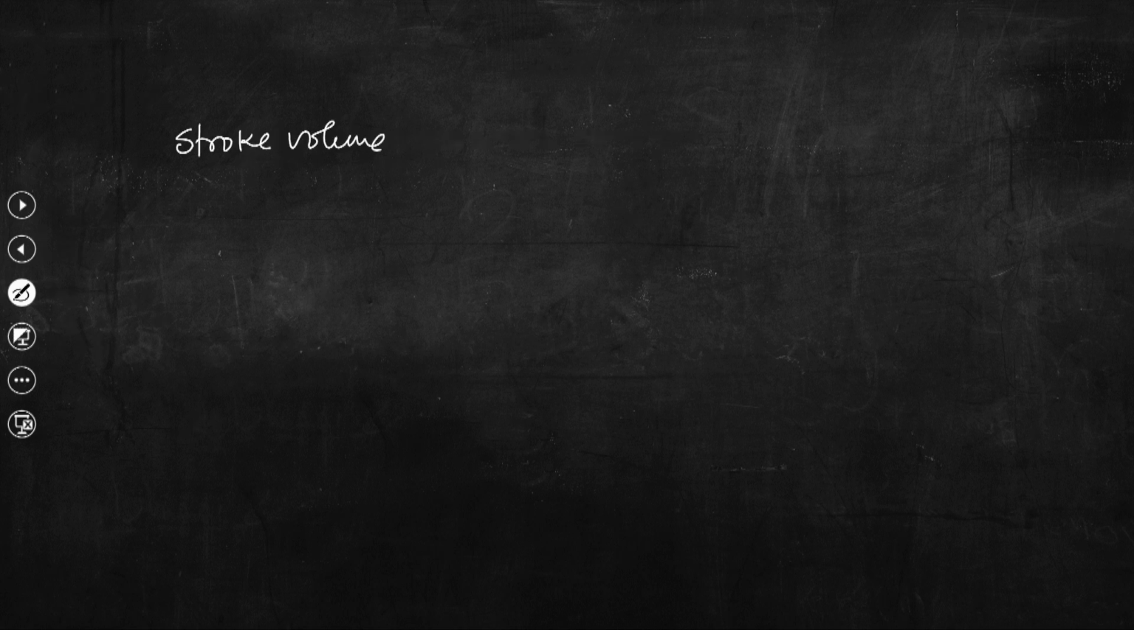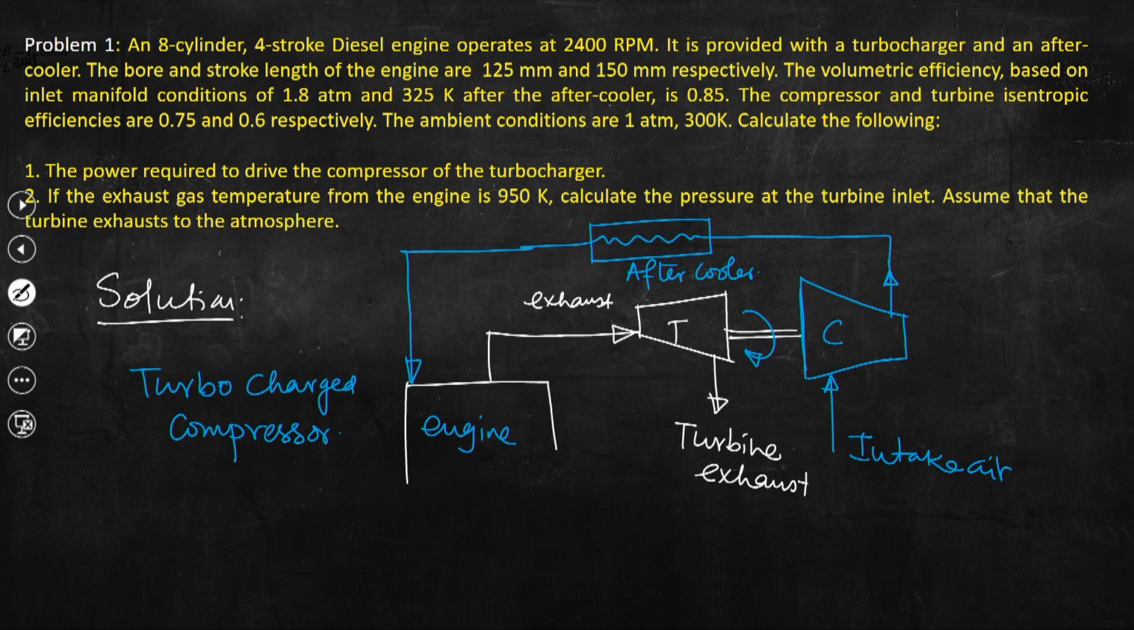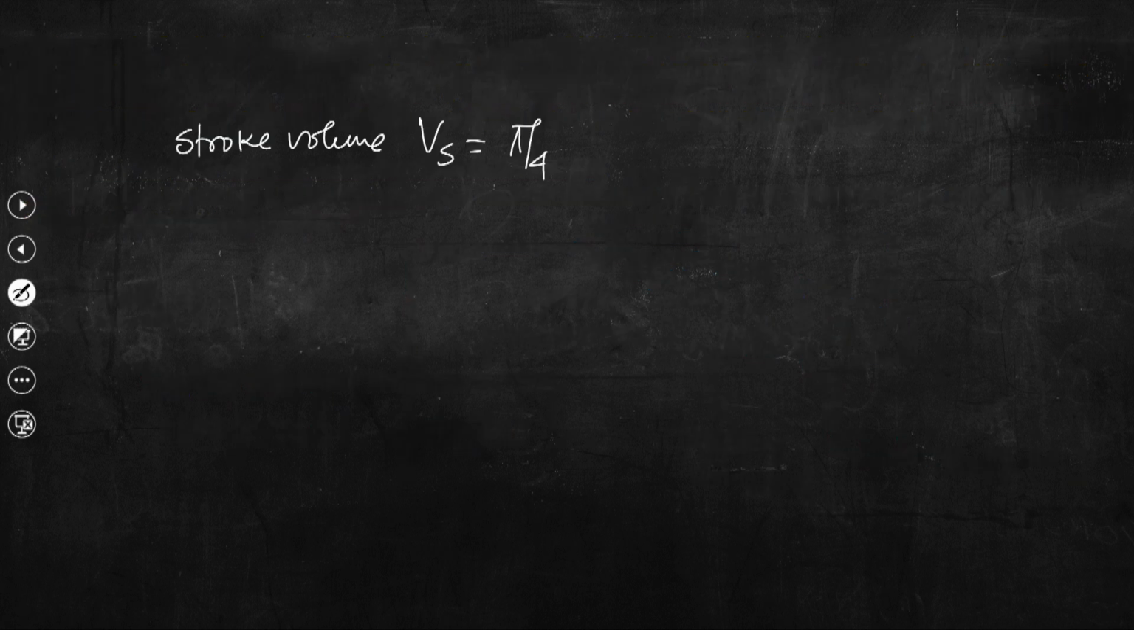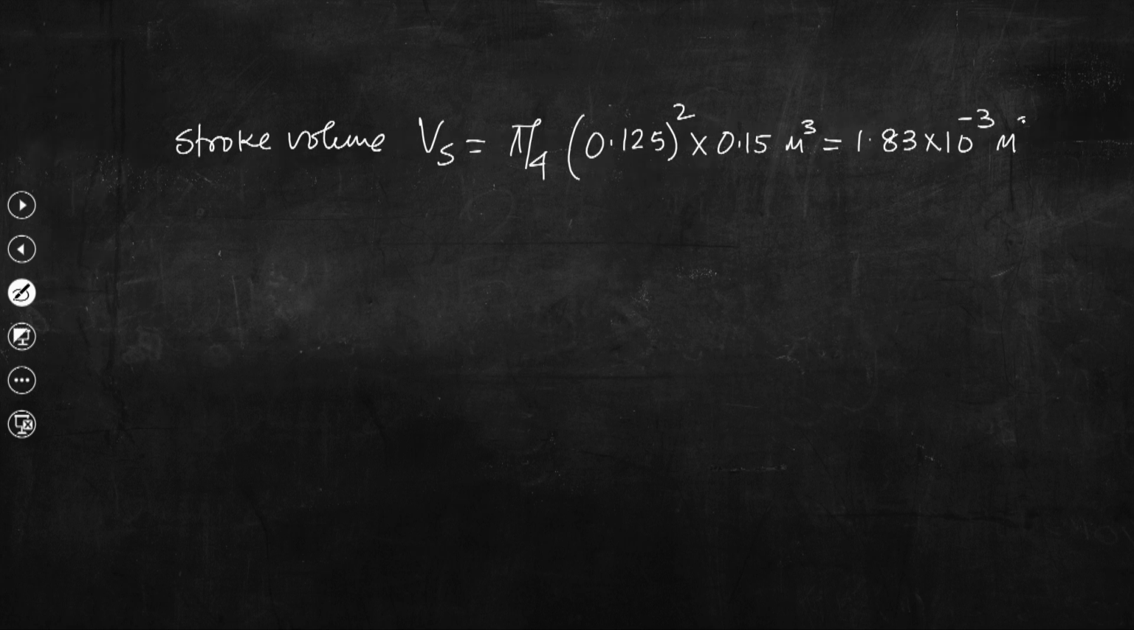So, if we go to solve the problem, what we need to first calculate is the stroke volume. Stroke volume Vs equals pi by 4 into bore diameter square into stroke length. It is given the bore and stroke length. So, bore diameter is 125 millimeter and length is 150 millimeter. If we use these values, that is 0.125 whole square into 0.15 meter cube, this is coming as 1.83 into 10 power minus 3 meter cube. So, that is the stroke volume.